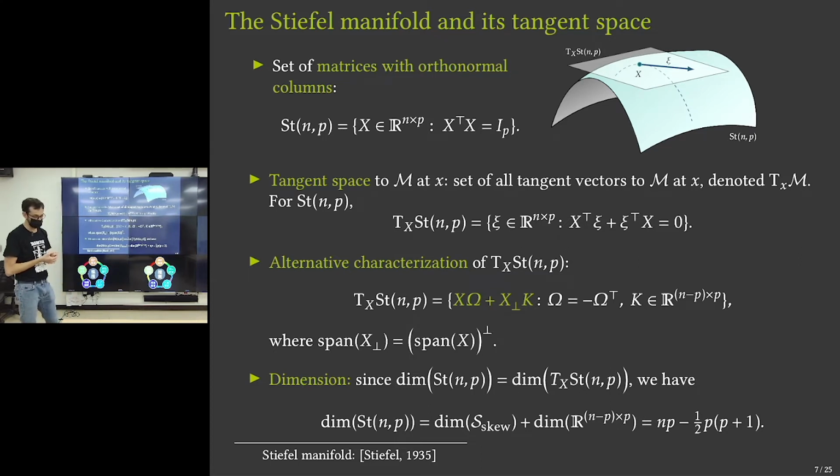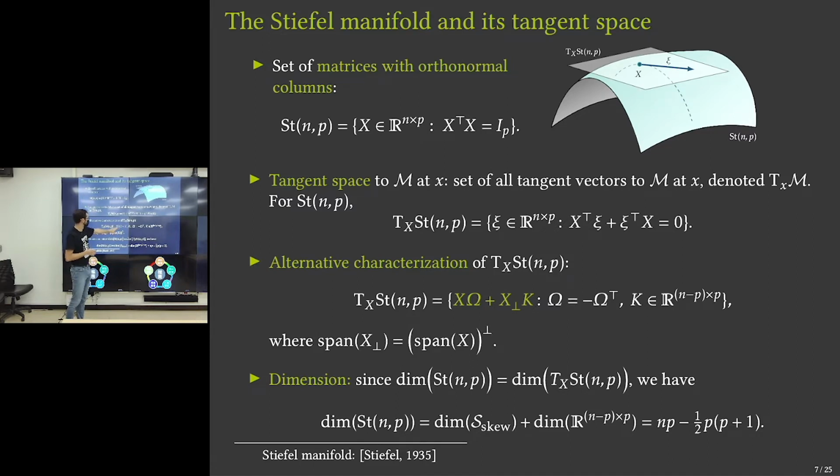So the first object we introduce is the tangent space to the manifold at a point x. It is the set of all tangent vectors to the manifold at x, with this notation. For the Stiefel manifold, the explicit expression is this one. And for the calculation, what is more useful is this alternative characterization of the tangent space, because it gives an explicit format for the tangent vectors.